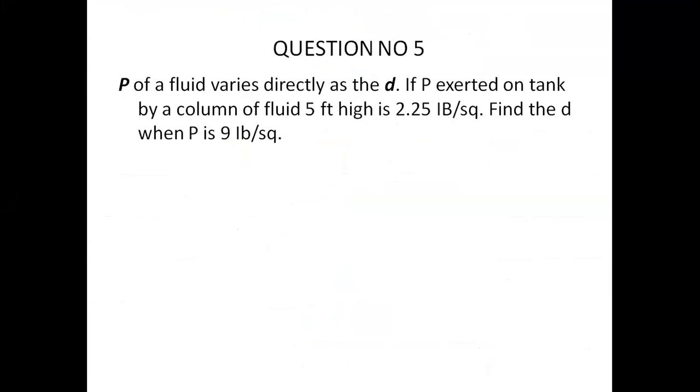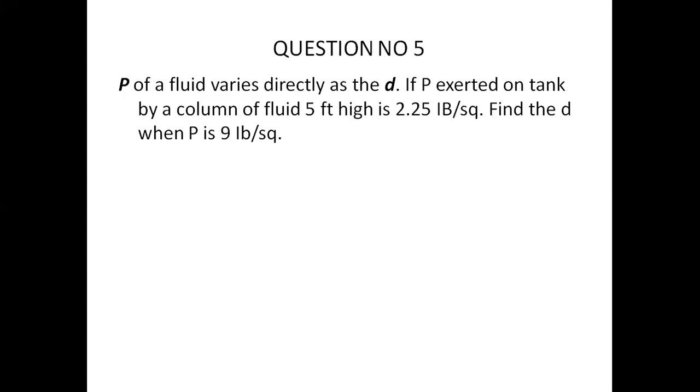Okay, now we have question number 5. I hope you're following me. Question number 5 says that the pressure of a fluid, P here actually stands for pressure, the pressure of a fluid varies directly as the depth, D. So over here we have the direct relationship again. So P is directly proportional to the depth or D. This is the first part. And if P exerted on the tank by a column of a fluid 5 feet high is 2.25.